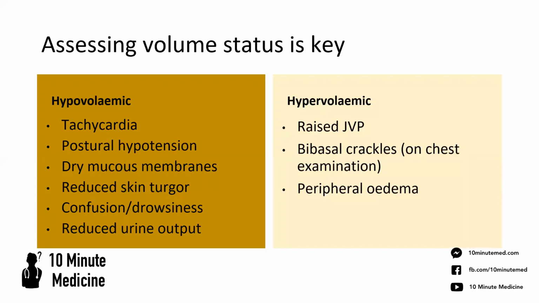Assessing a patient's volume status is important to determine the appropriate management for a patient with hypernatremia. Features that may indicate a patient is hypovolemic include tachycardia, postural hypotension, dry mucous membranes, reduced skin turgor, confusion or drowsiness, and a reduced urine output. Conversely, a patient who is hypervolemic may present with a raised JVP, features of pulmonary edema such as bibasal crepitations on chest auscultation, or signs of peripheral edema.